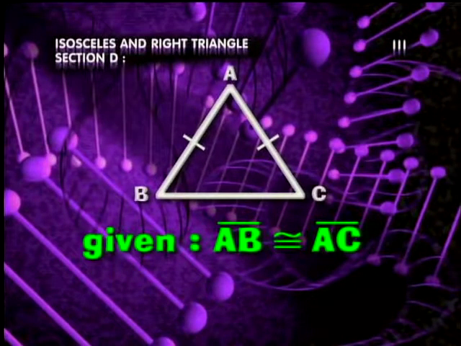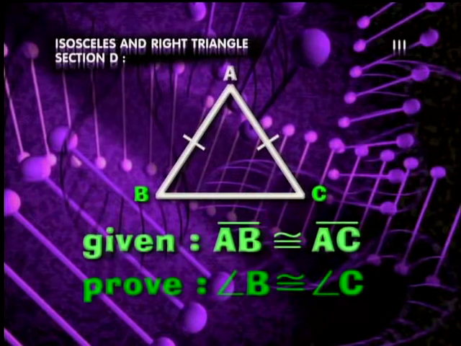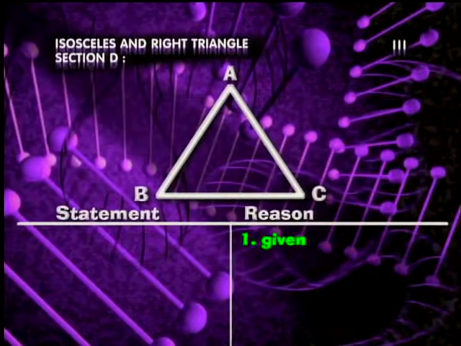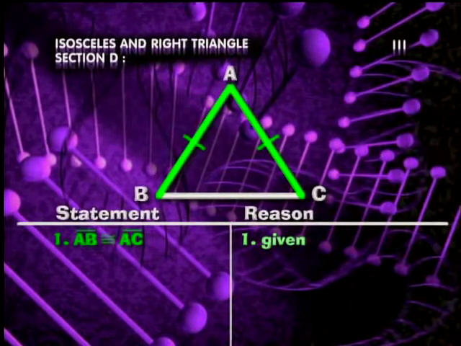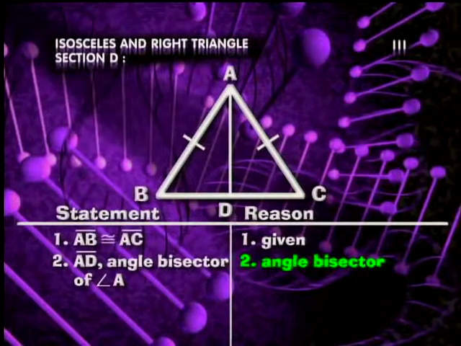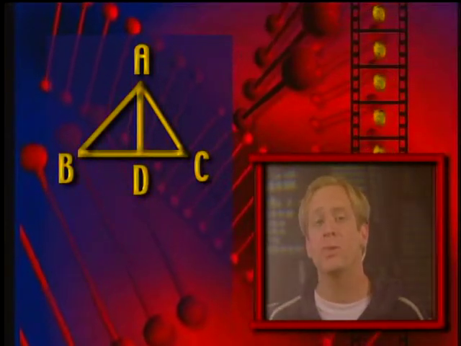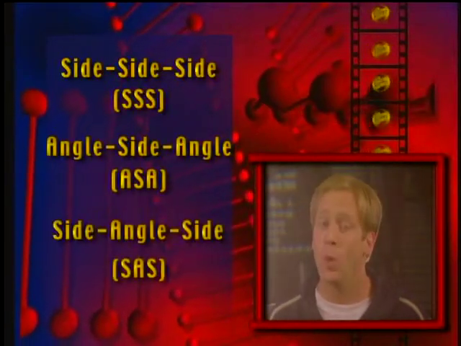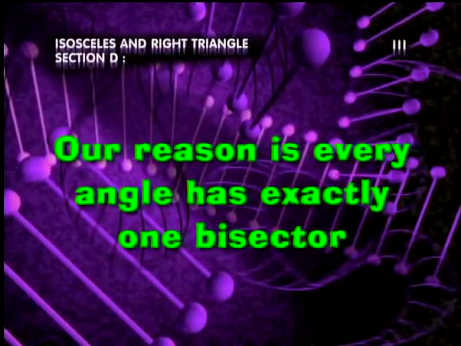Given that sides AB and AC are congruent, prove that base angles B and C of isosceles triangle ABC are congruent. First, we'll get started by stating our given information. Sides AB and AC are congruent. Second, we'll draw AD, the bisector of angle A. Why do we do this? We need a way to use one of our newly learned triangle postulates, side-side-side, angle-side-angle, or side-angle-side. Our reason is every angle has exactly 1 bisector.